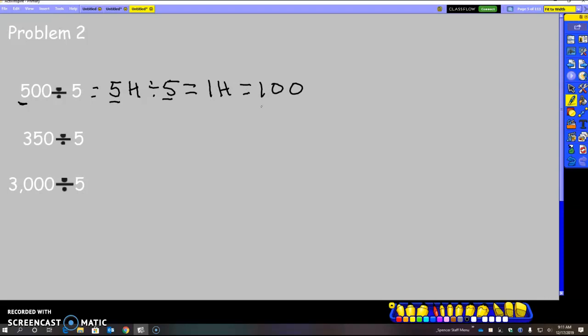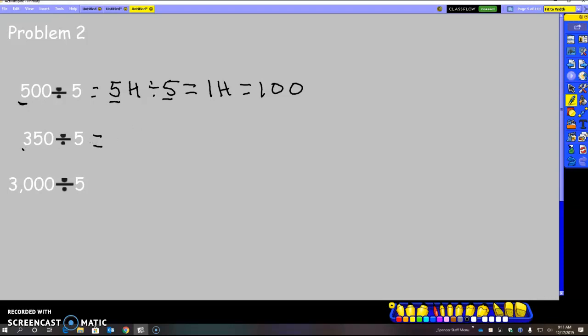I can double check this. I can think backwards. I can think multiplication, which I like to do because sometimes division can get kind of confusing. So if I have 100 and I multiply it by 5, do I get 500? And yes, I do. Okay, so thinking backwards really helps me as a mathematician as well.